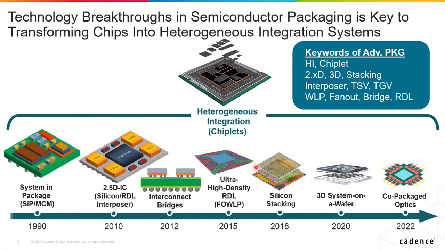So to satisfy these drivers and requirements, we are trying to find a solution from advanced packaging, and the keywords of advanced packaging are heterogeneous integration and chiplet, 2.XD, 3D stacking, interposers and TSV, TGV, or wafer level process, fan out or bridge RDL. All of these new technologies are required for these new advanced packaging platforms. Okay.